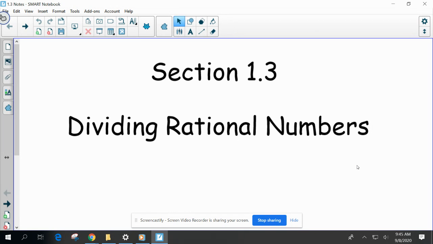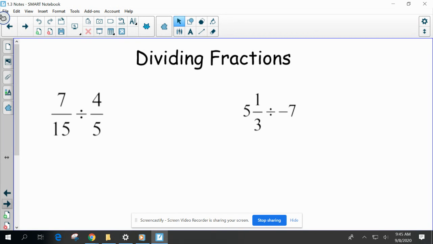Okay, so starting off with problems number 1 and 2, we're going to work with dividing fractions. So, anybody remember the process of dividing fractions? Some of you guys tried to say this on Friday. Keep, change, flip. So we're going to keep the first fraction the same. We change to a multiplication, and we flip the second fraction only.